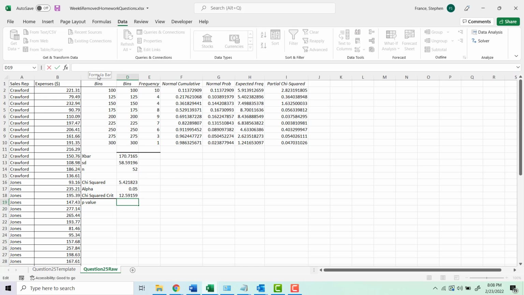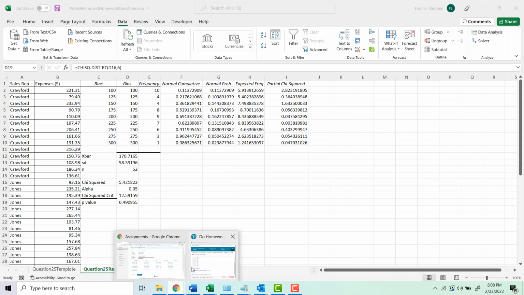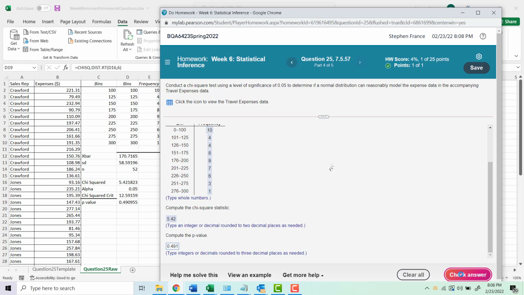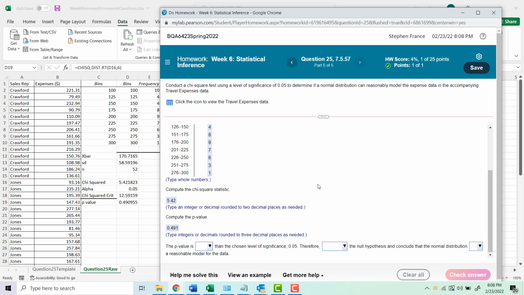Our p-value is the chi-squared dot dist.rt. Remember, you use dist if you're converting a value to probability, and you use an inverse if you're converting a probability to a value. And with 6 degrees of freedom, my p-value is 0.49, and it'll be 1 if we've got 3 decimal places. And does it say 3 decimal places? 0.491. And again, hopefully no video editing. Yes, we're on a roll.